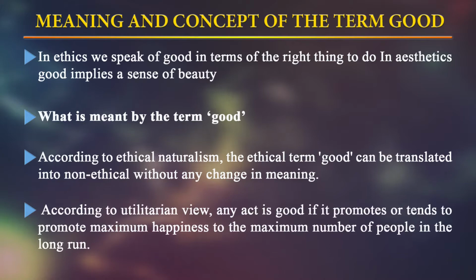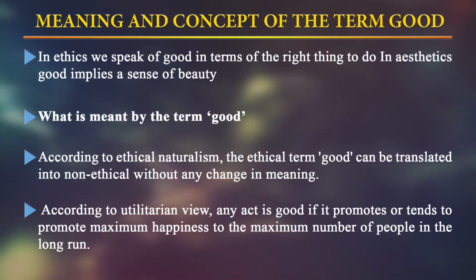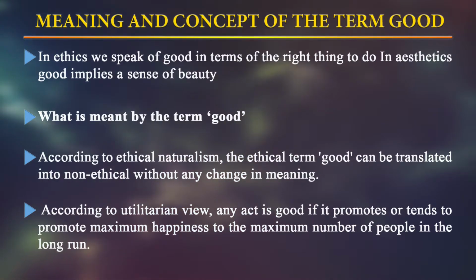Now, coming to a different view other than ethical naturalism, there is something called the utilitarian view. According to the utilitarian view, any act is good if it promotes or tends to promote maximum happiness to the maximum number of people in the long run. The utilitarian definition has, however, some merits because it attempts to define good in terms of the consequences it produces, and not on the basis of the happiness of one person, but on the happiness of many people, or on the basis of the consequences it produces in general on the people or on the society.